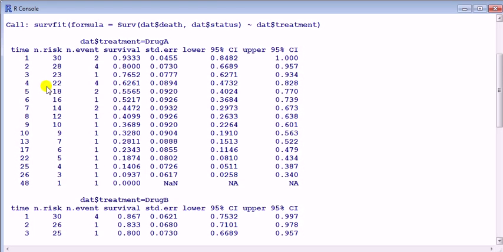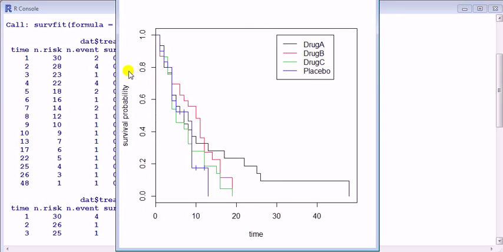What they've plotted is time versus the survival probability that an individual survives to at least that time. We've got the standard errors for the estimates, because these are the estimated survivals, and then we've got the confidence intervals. So these would be the bands going around these survival estimates.